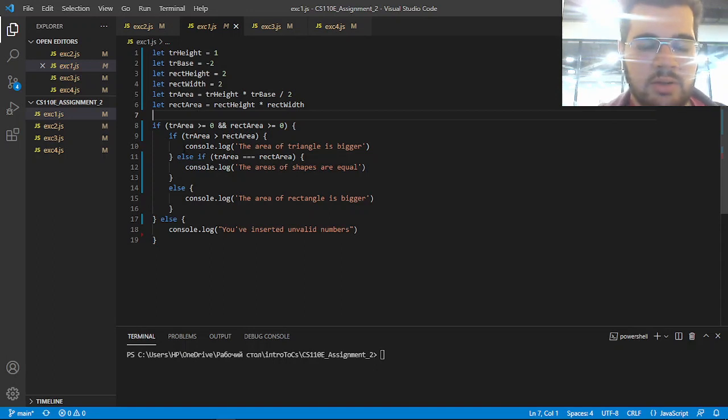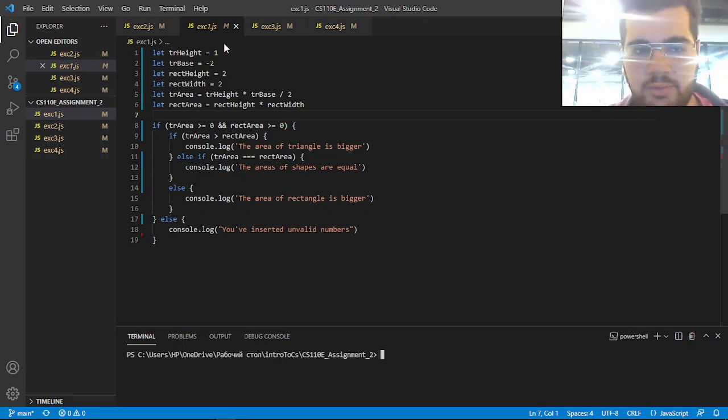If it is, the user will get a message that the area of the triangle is bigger. If it is not, the program will check the other condition, whether the areas are equal. If they are, the user will get a message that the areas of the shapes are equal. If they are not, then it means that the area of the triangle is less than the area of the rectangle. Hereby, the program will print that the area of the rectangle is bigger.